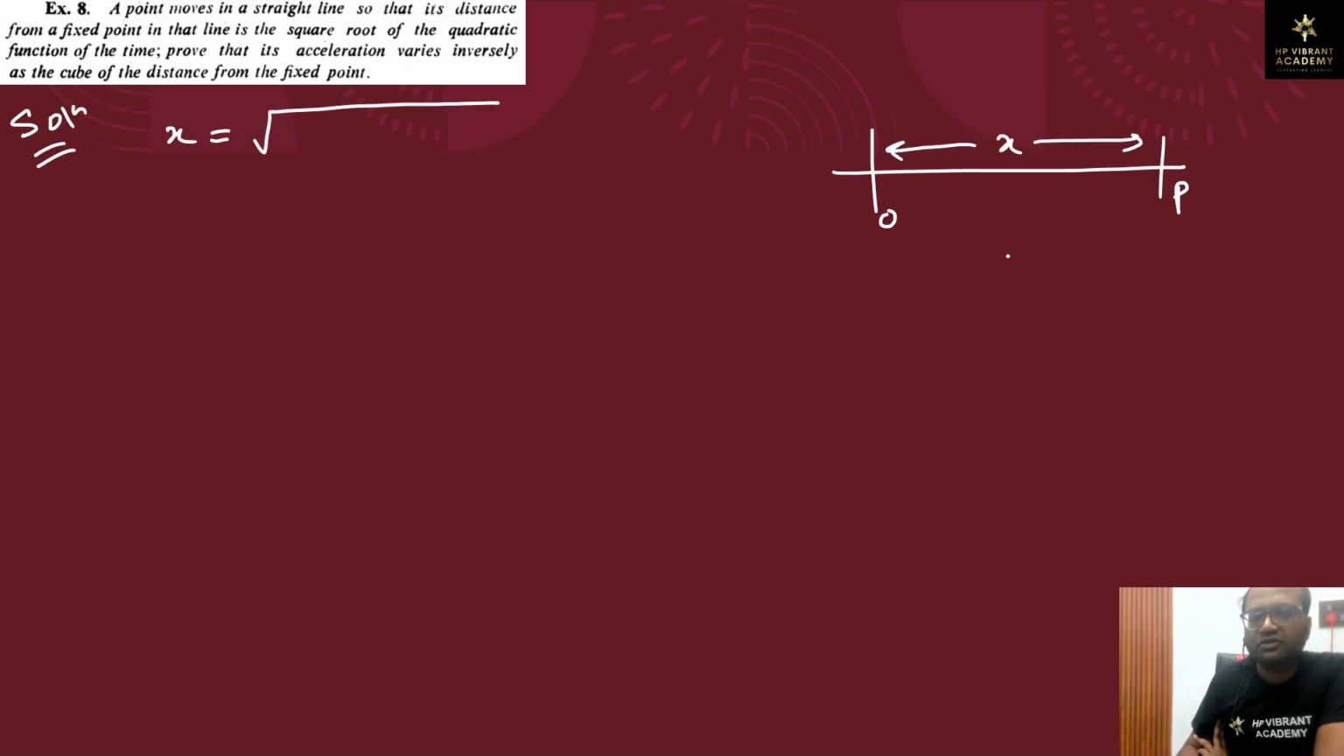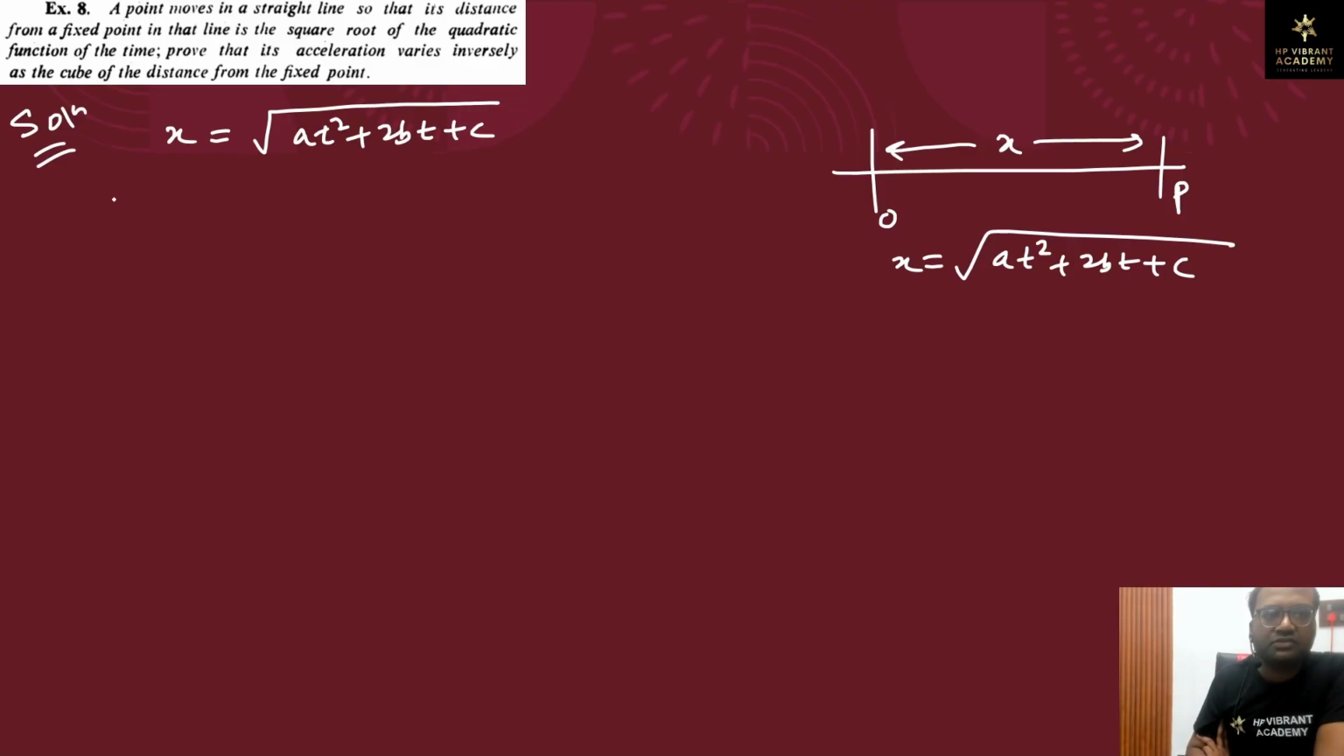So the quadratic function of time, let us consider this as at square plus 2bt plus c. The square root of this is our distance. So we have x is equal to the square root of at square plus 2bt plus c. Let us square this. Squaring, we have x square is equal to at square plus 2bt plus c.